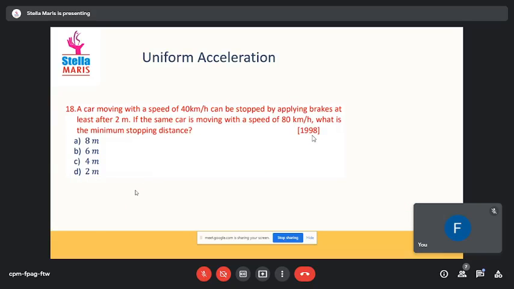Here, a car moving at the speed of 40 km per hour can be stopped by applying brakes at least after 2 meters. If the same car is moving at the speed of 80 km per hour, what is the minimum stopping distance? So a car moving at 40 km per hour is nothing but u, the initial velocity. If they apply a brake, it comes to rest in 2 meters. So u is 40 kilometer per hour. Rest is nothing but v, so the final velocity is 0 whenever it has come to rest. And the distance is 2 meter.